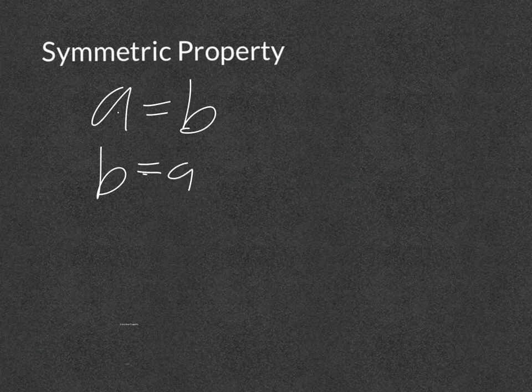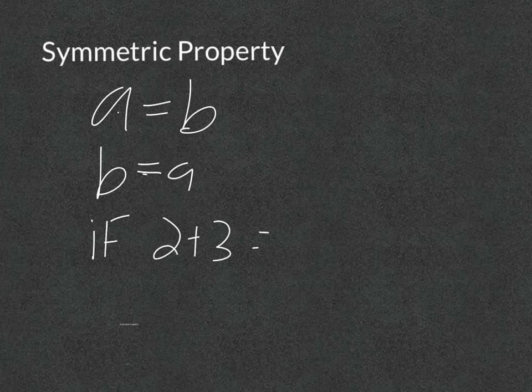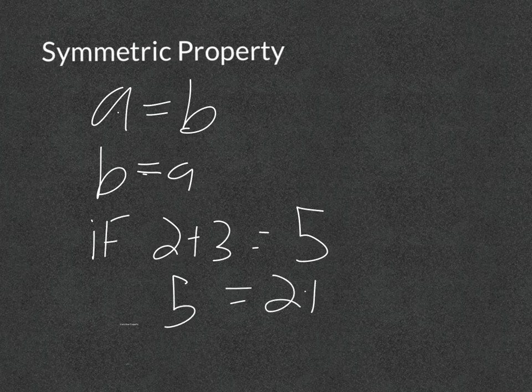So that's pretty intuitive. If 2 plus 3 is equal to 5, then 5 is equal to 2 plus 3, okay? So that's the symmetric property.